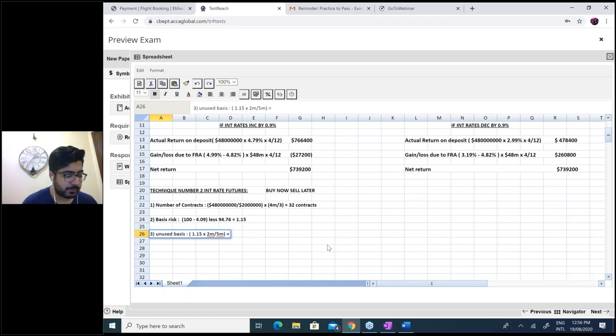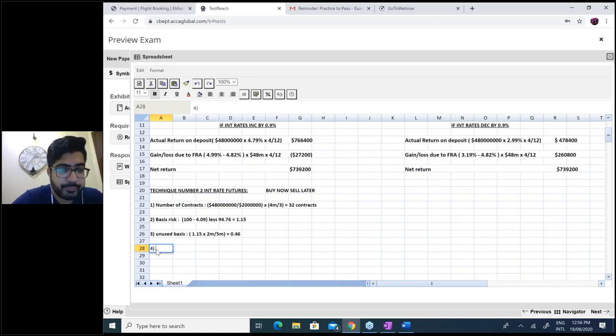This equals 0.46. Repeat. Number of contracts was easy. Borrowed deposit amount, you need to learn the formulas to be able to grasp.